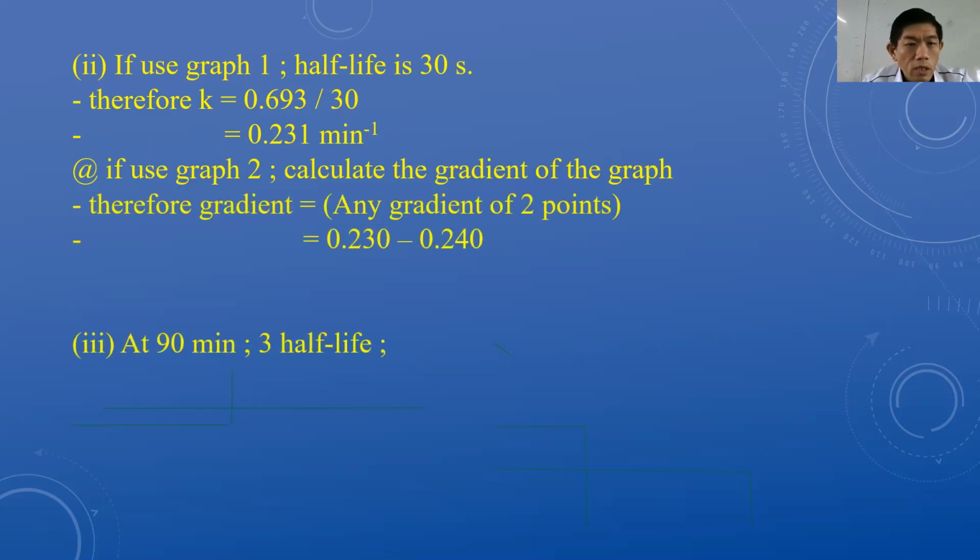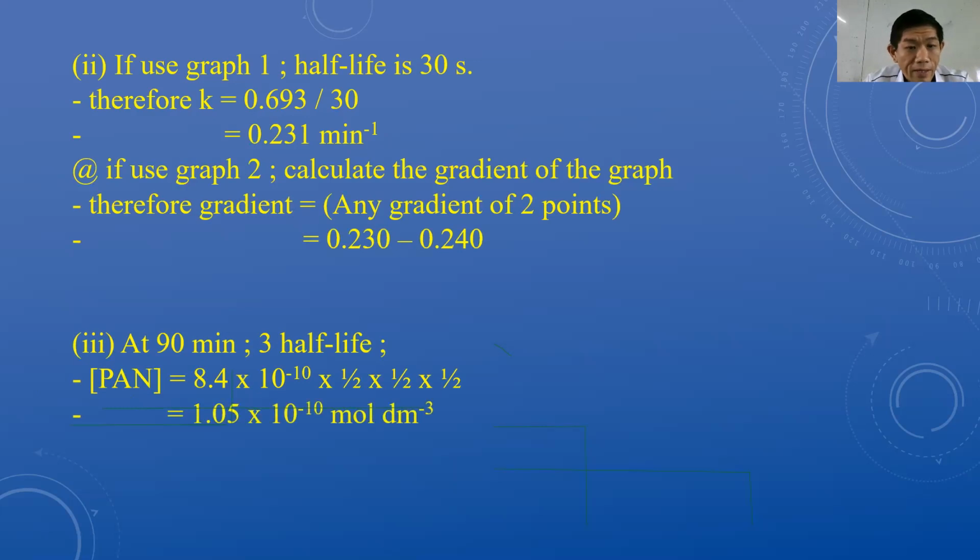Okay, and then number 3, what is the concentration after 3 minutes? So PAN is equal to 8.4 times 10 power of negative 10 times the first half-life, second half-life, and third half-life. So you multiply by one half three times. So you get 1.05 times 10 power of negative 10 mole per decimeter cube. So that is how you are going to determine the order of the reaction, and the concentration after the 3 half-lives in here.